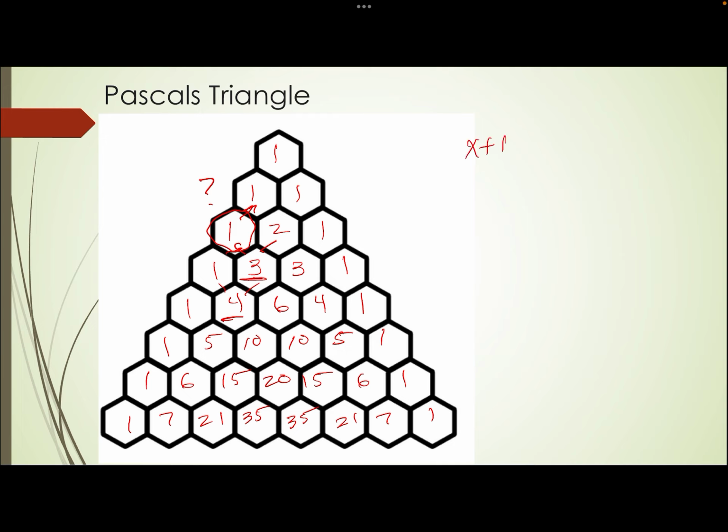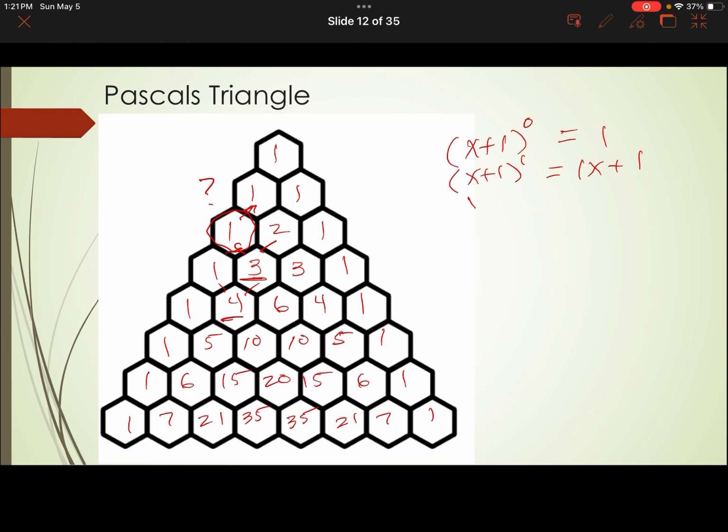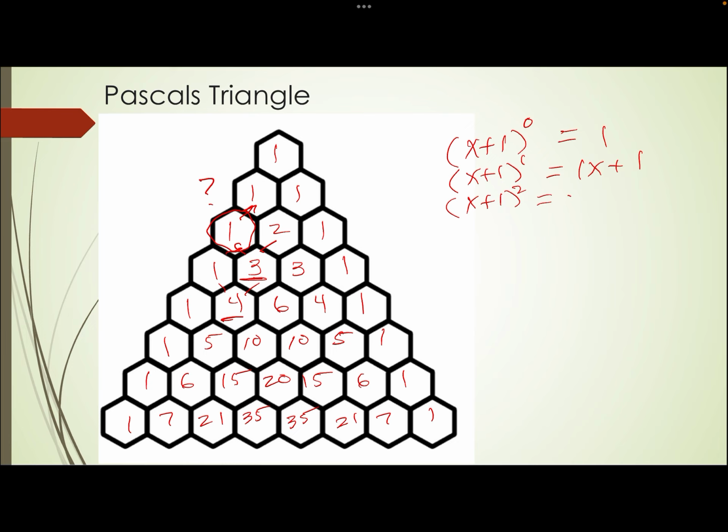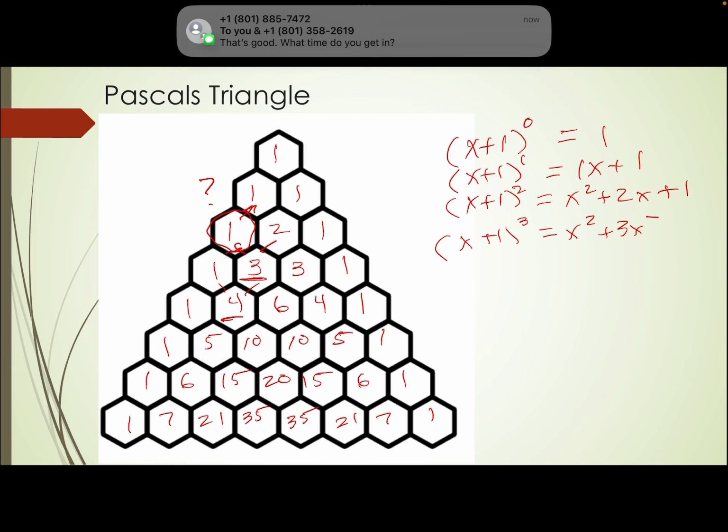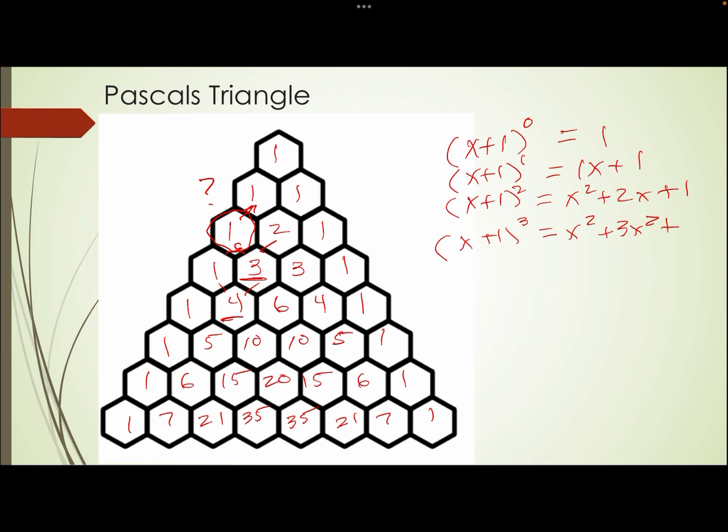So if you look at a binomial, like x plus 1 to the 0, anything to the 0 power is 1, isn't it? But x plus 1 to the 1 is x plus 1, or I'm going to say 1x plus 1. And x plus 1 squared is x squared plus 2x plus 1. X plus 1 cubed is x cubed plus 3x squared plus 3x plus 1. And I could continue doing this without actually multiplying it.